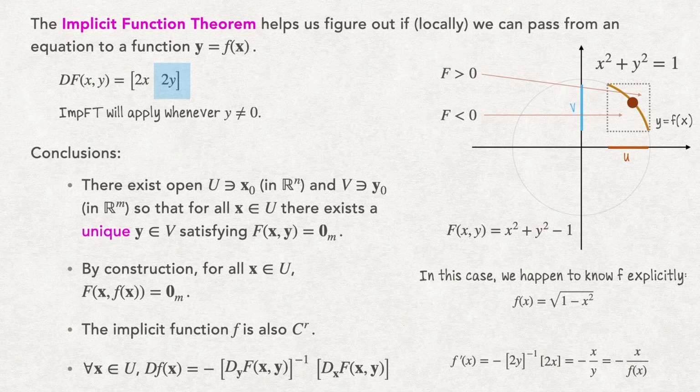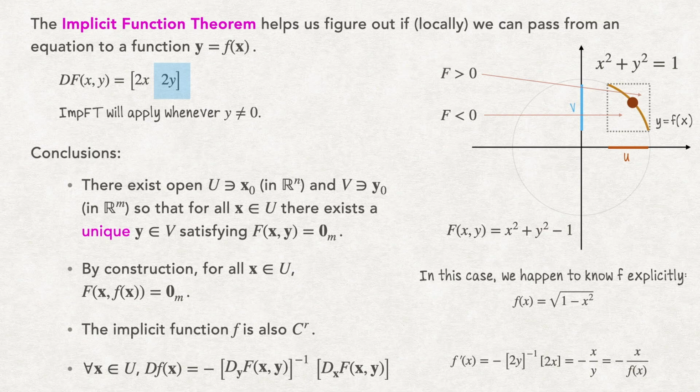df, or f prime of x, is negative the inverse of 2y times the matrix, which is just 2x. Inverting 2y is like writing 1 over 2y, the 2's cancel, we get negative x over y. Given that we know that y is literally little f of x, you could rewrite that as negative x over little f of x, and then if you check that against our well-known ability to compute f prime of x for this example, you'll see it's the same thing.